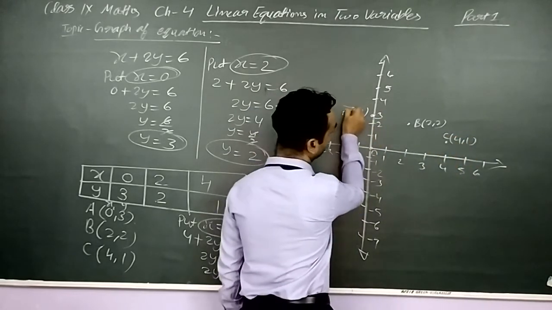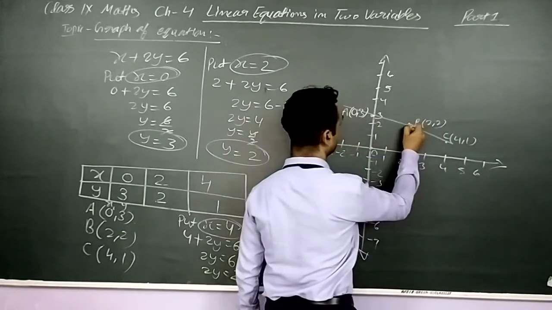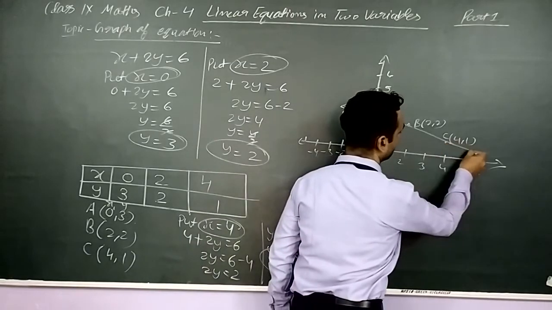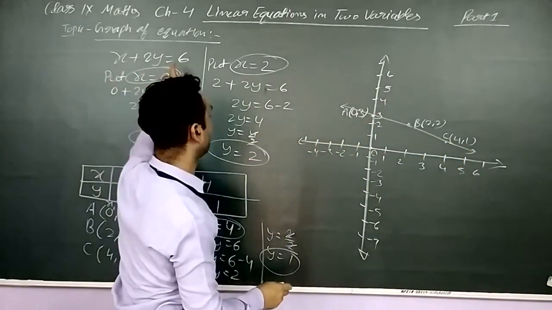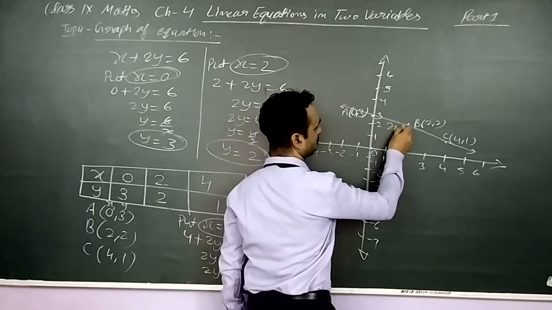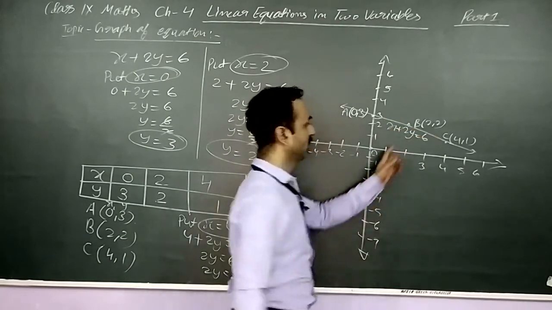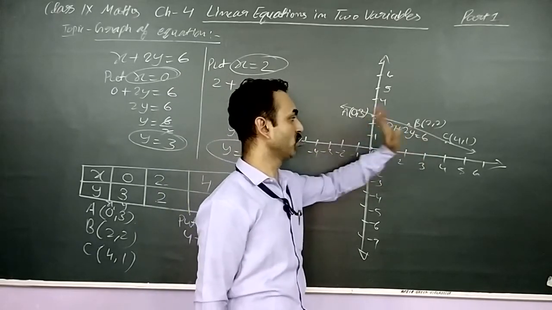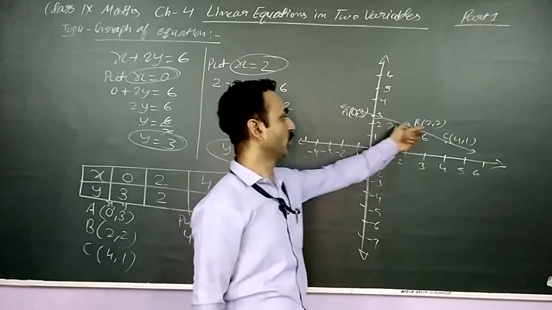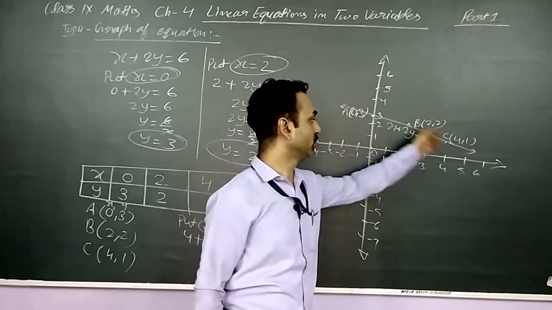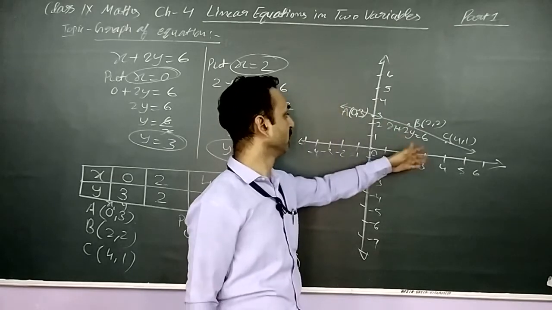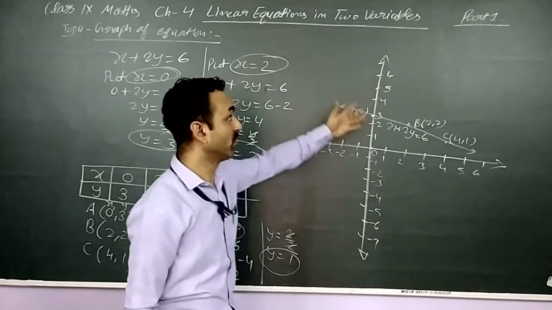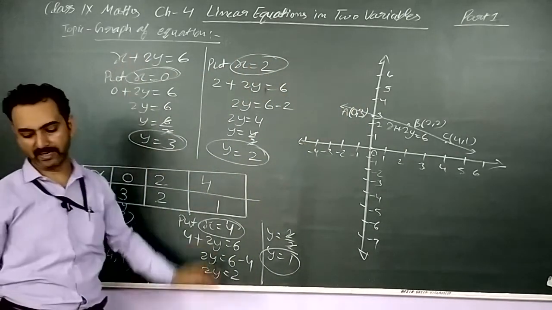Now we will join these 3 points by using your ruler. So you can see here all 3 points lie on a line. So this is a straight line. So this is the graph of the equation x plus 2y is equals to 6. So you can see in this graph we have to first plot these 3 points, minimum 3 points you require. Write the coordinates of the points and then join the 3 points by using your ruler. And write here the equation x plus 2y is equals to 6. So this is the graph of the given linear equation in 2 variables.